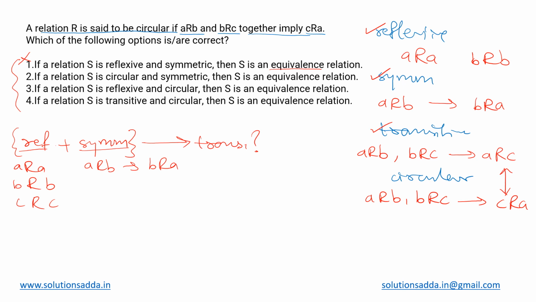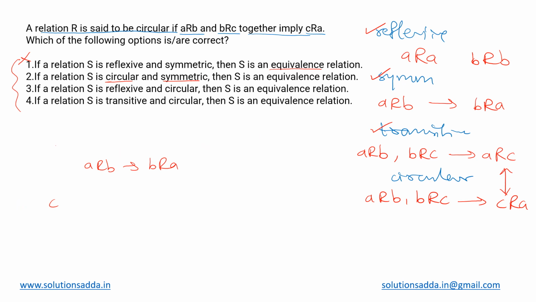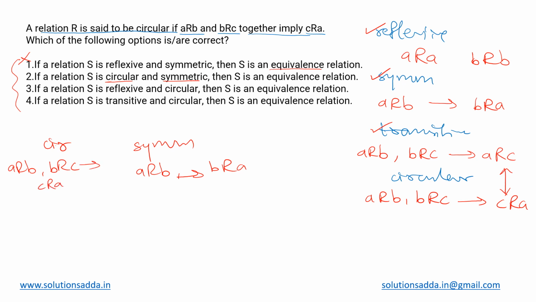Then second one is saying that it is circular and symmetric. Now let us see if using these two, we can derive all the three. In this one, the relation is said to be circular and symmetric. So by symmetric, what do we mean? A relates to B implies B relates to A. And in circular, what do we mean? A relates to B, B relates to C. Put together, they imply C relates to A. So let us check that whether from these we can establish the reflexive and transitive properties or not.